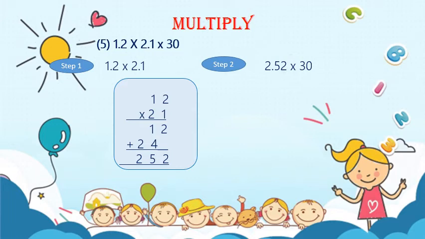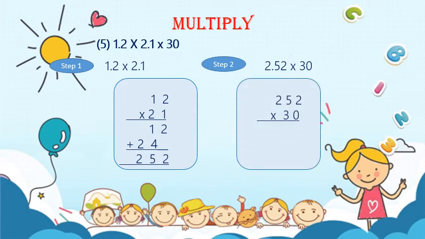So now we will multiply 2.52 by 30. So again we will consider 2.52 as a whole number. It will become 252 and we will multiply it by 30. So 252 multiplied by 30. So first of all we will multiply 252 by 0. We get 0, 0, 0. In the next step, we will start the multiplication from tens place and we multiply 252 by 3 and we get 756. Now we will add the two products.